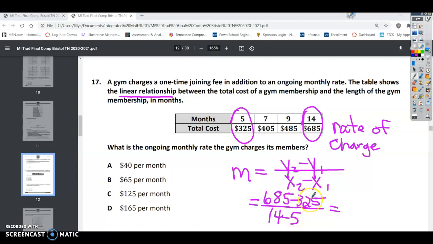And 685 minus 325 is 360. 14 minus 5 is 9. And 360 divided by 9 is 40. So it's going to be an ongoing monthly rate of $40 per month. Now, if you use 2 different points, it should still work because this is a linear relationship. It's the same change between each set of points. All right, so the answer to number 17 is A.